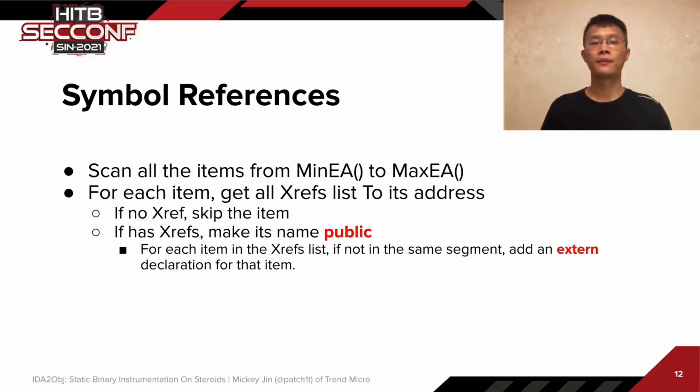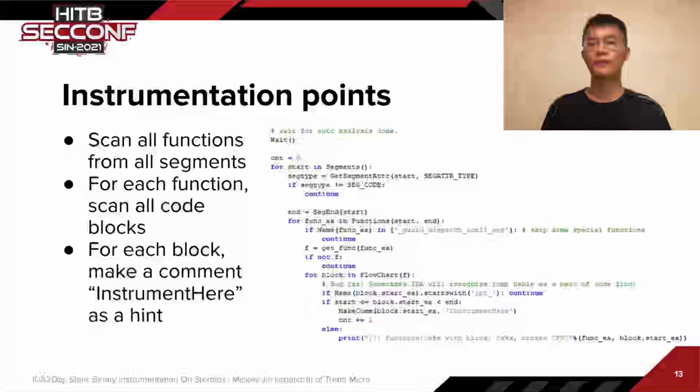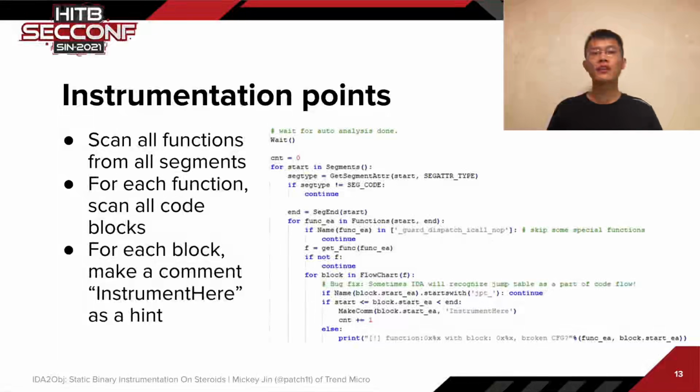After getting the assembly files, we can insert some assembly instructions to do the instrumentation. Here is the code to find the instrumentation points. Scan all functions from segments. For each function, scan all code blocks. For each code block, make a comment, instrument here, as a hint.